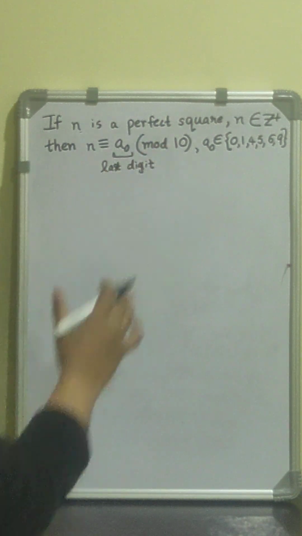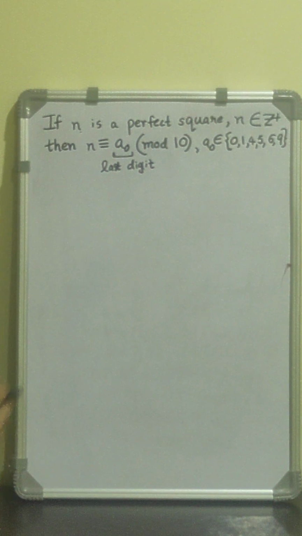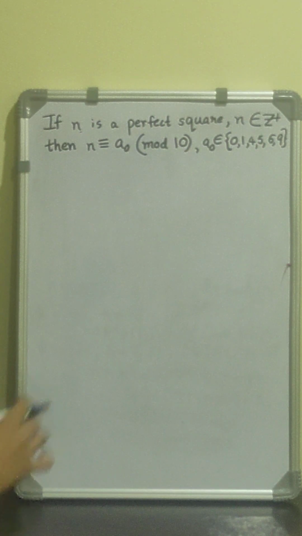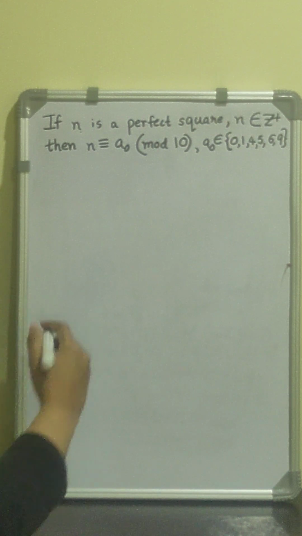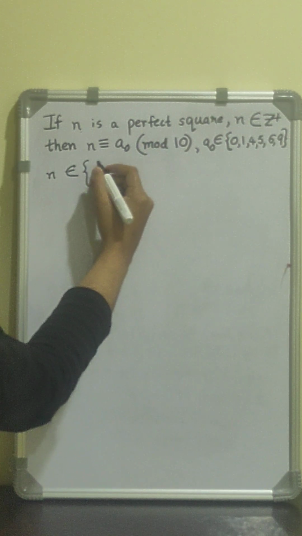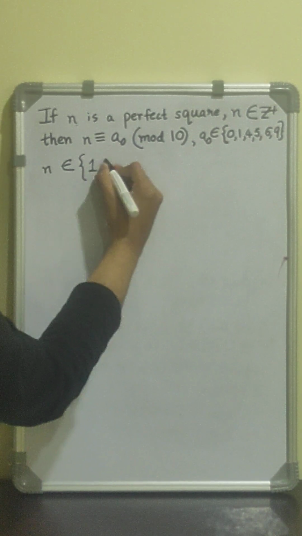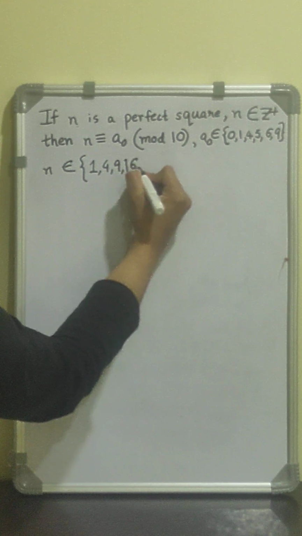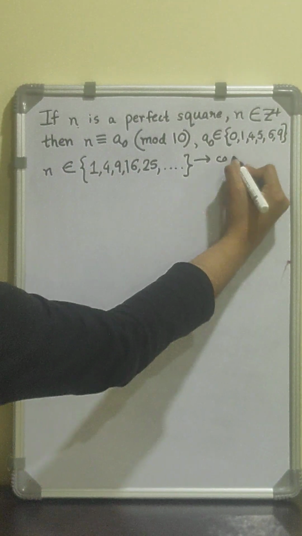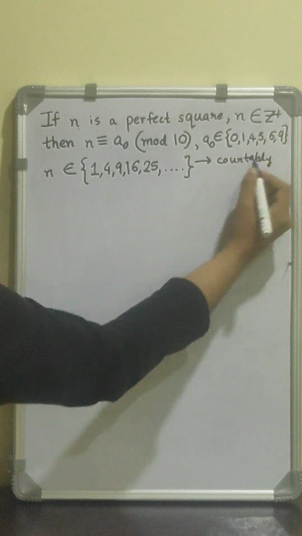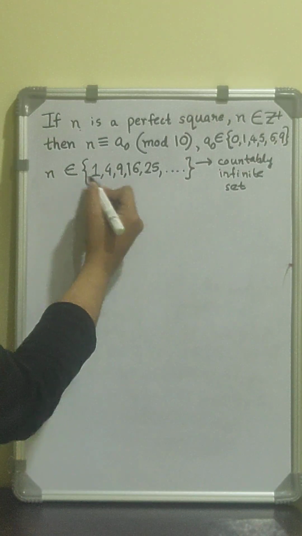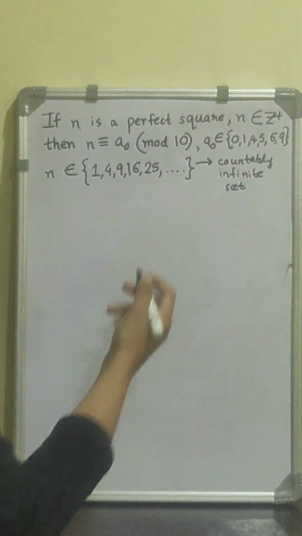So we will formally prove this, and as usual, we can start with some real examples of perfect squares to understand the problem first. n is the set of perfect squares, and I've done something like this in the other video on perfect squares. So n will belong to the set of perfect squares, and I will try to link that video in the description. So this is a countably infinite set, where the set contains all the perfect squares that are positive integers.